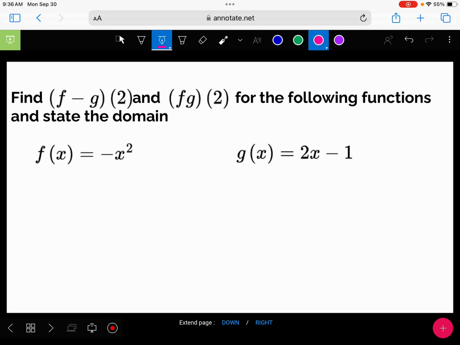Sometimes they'll be like this, where it's x's and super gross. Sometimes they're going to give you numbers. So I'm just making a change real quick. Sometimes we'll get things like this. Find f minus g of 2 and f times g of 2. So they give us our f of x and our g of x. So these are evaluating, just kind of in the extreme.